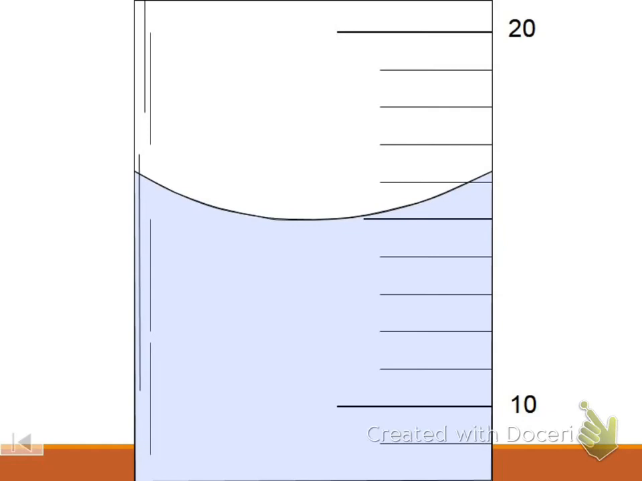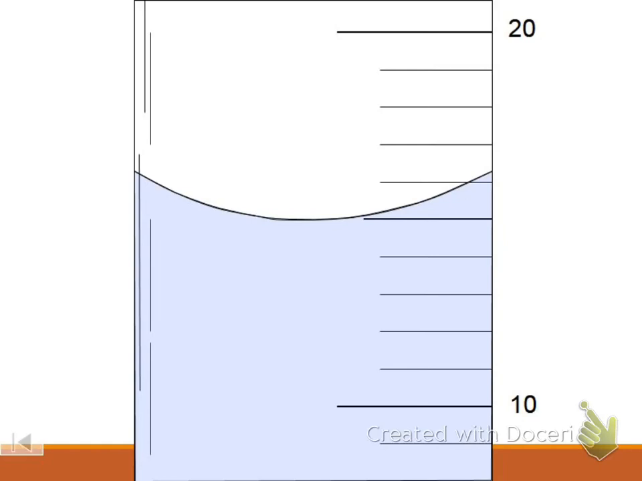All right, so how would we read that particular meniscus? 15.0. 15.0, you are correct. But I'm going to tell you what most kids would do in the lab. They would just write down 15. Are we supposed to just write down 15?